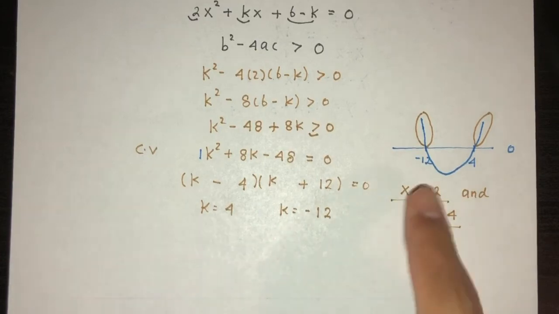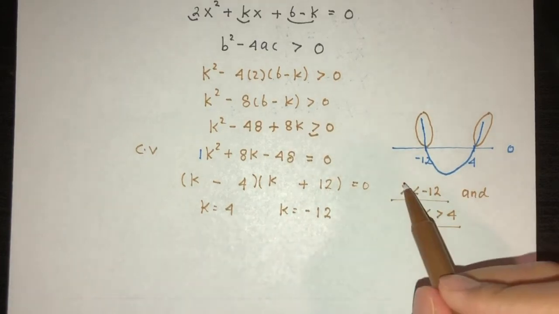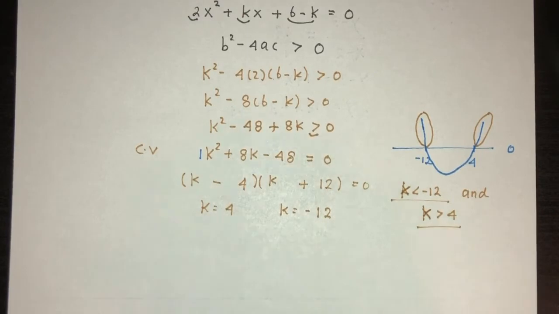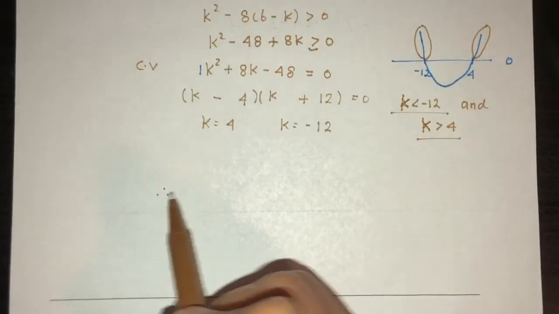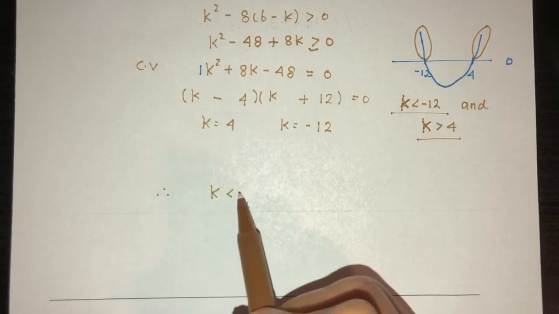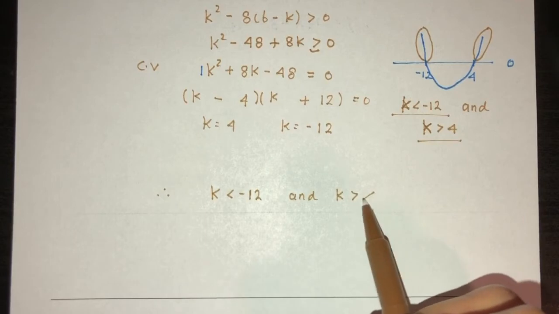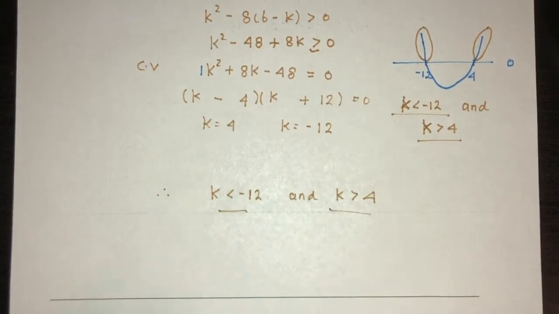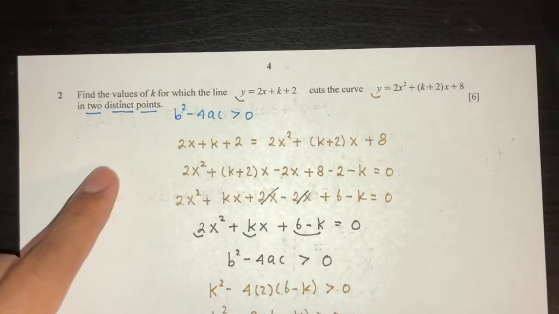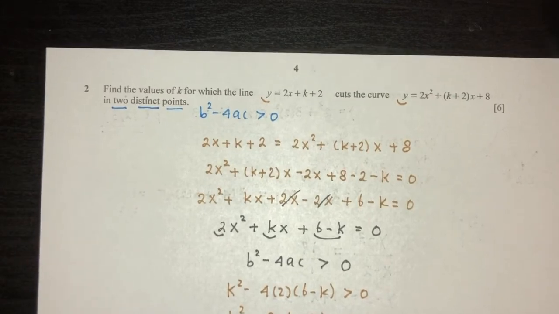So this is not x, this is k. So let me write this properly. This is k, right? K, my bad. So let me write down. So it is only true when k is less than minus 12 and k is more than 4. This is your values of k for which that is true. That is question number 2.